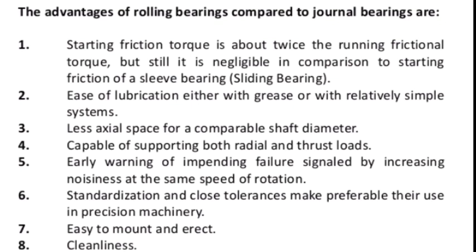Third one is less axial space for a comparable shaft diameter. And fourth one is being capable of supporting both radial and thrust loads. If you look at journal bearings, they are applicable for only one direction of load, but these are applicable for both radial and thrust loads. And fifth one is early warning of impending failure by increasing noise at the same speed of operation. So this is one more advantage. When any failure forms, it is easy to find out where the failure has occurred.